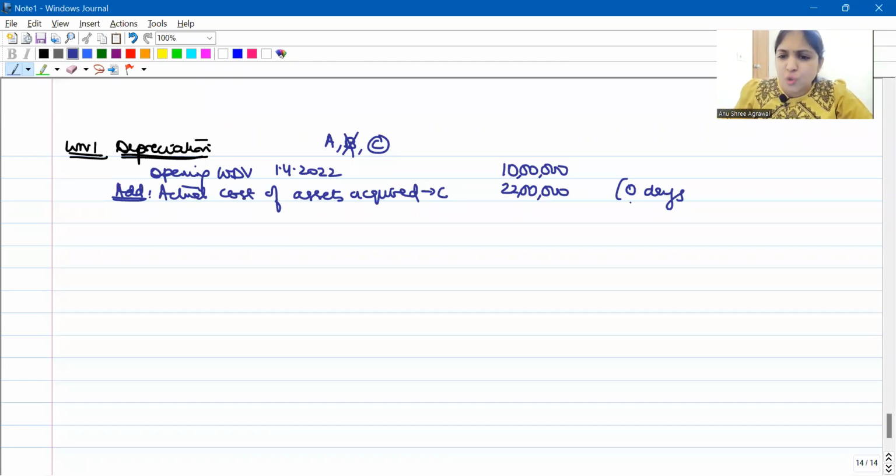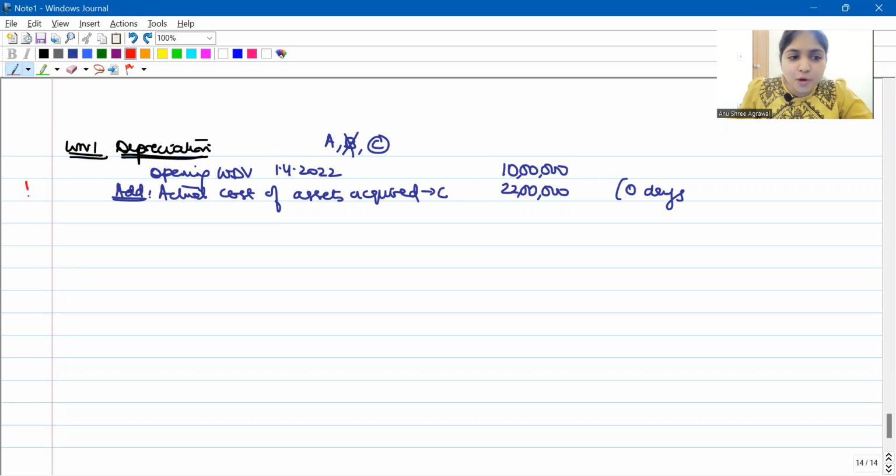Guys, listen, if it is not even put to use, will it enter my block? Yes. Once I acquire the asset, it will enter the block. Because I did not put it to use, I will not give depreciation, but it will enter the block. It is a part of the block now. I have purchased the asset. That is why, what do you write over here? Actual cost of assets acquired. Do you write actual cost of assets put to use? No, right? So when does an asset enter the block?